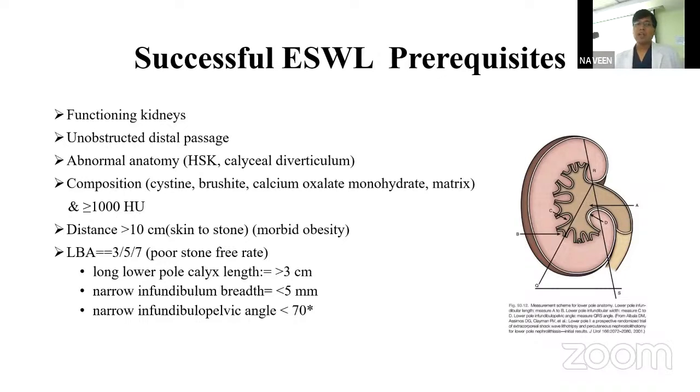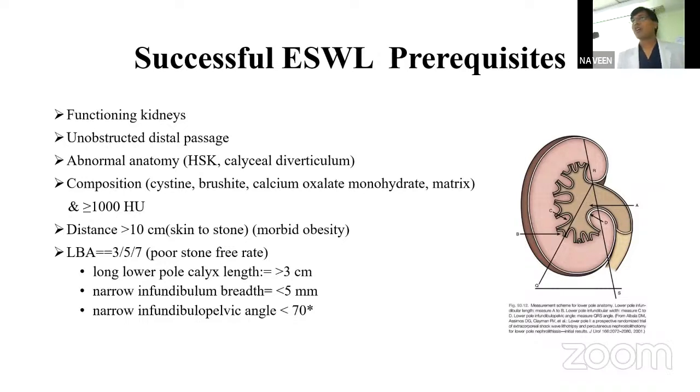So for successful ESWL treatment, the prerequisites are a functioning kidney and an unobstructed distal passage. If there is abnormal anatomy like horseshoe kidney or calyceal diverticulum, it leads to a poor stone-free rate. The composition of the stone, like hard stones, cystine stone, brushite stone, calcium oxalate monohydrate stone, and matrix stone, and an HU value of more than 1000 lead to a poor outcome with ESWL.